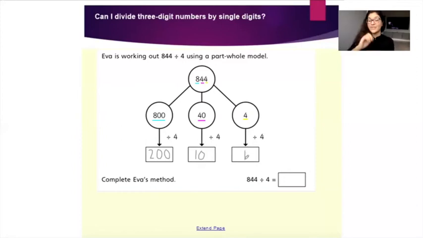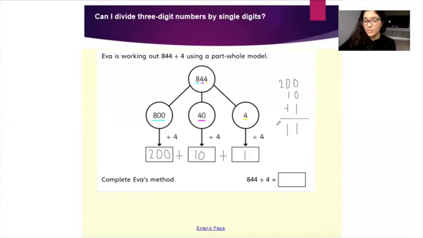Now all you have to do is just add these numbers together to get your total. So what's 200 plus 10 plus 1? If we do 200, whoopsies, almost did the wrong number. 200 plus 10 plus 1 equals 0 plus 0 plus 1 equals 1. 0 plus 1 equals 1.